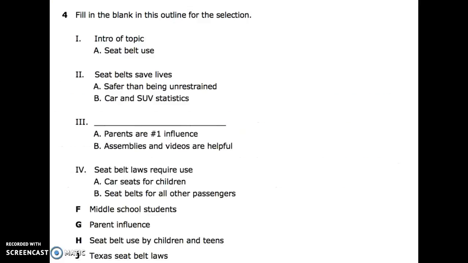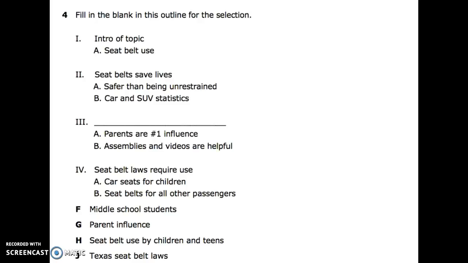Number 4. Fill in the blank in this outline for the selection. 1. Intro of topic. A. Seatbelt use. 2. Seatbelts save lives. A. Safer than being unrestrained. B. Car and SUV statistics. 3. Blank. A. Parents are number one influence. B. Assemblies and videos are helpful.